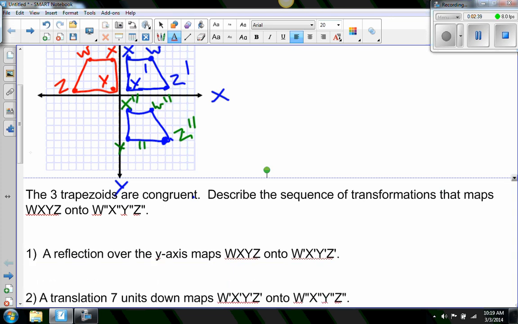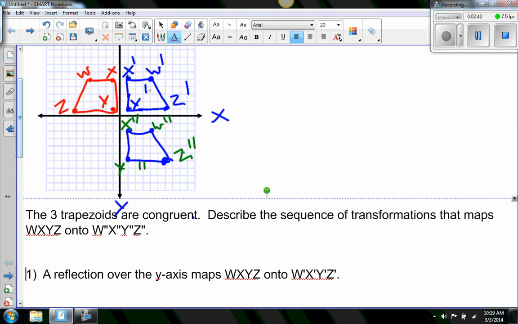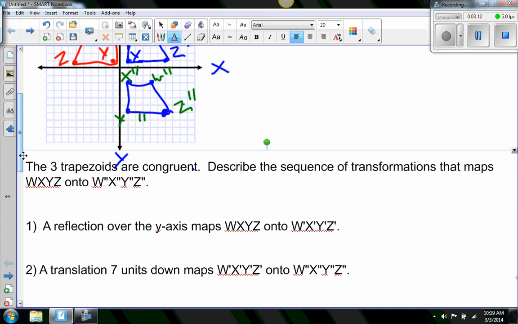Okay, then you need to look at, how are they getting from this one to this one? Well, X stays in the same corner, Y and Z stay in the same corner. So it's not reflecting, because if it was, this XW would have to be down here. It's not rotating, because it's not twisting at all. It just looks to me like it's sliding, right? So if X is going from here all the way down to here, how many is it moving? 1, 2, 3, 4, 5, 6, 7, it looks like. So a translation 7 units down maps W1, X1, Y1, Z1 onto W2, X2, Y2, Z2.